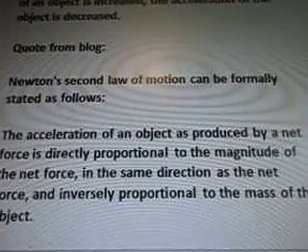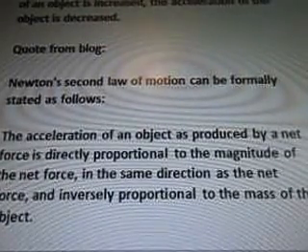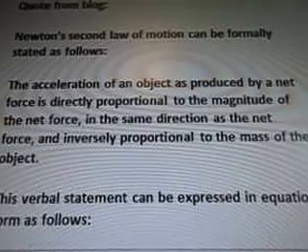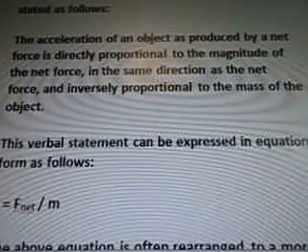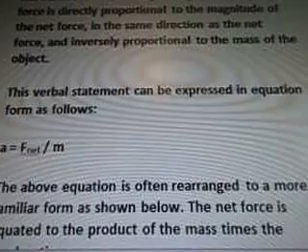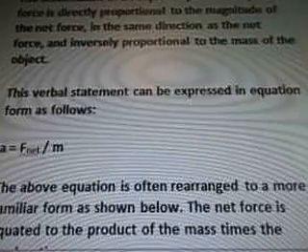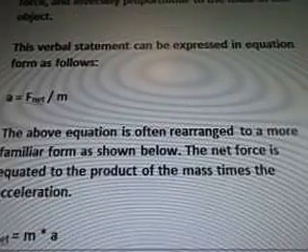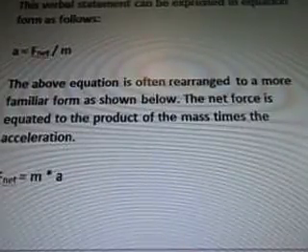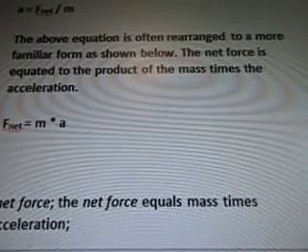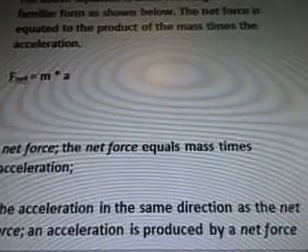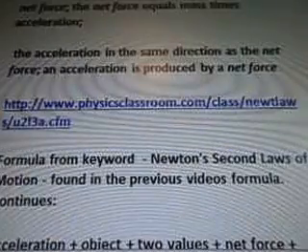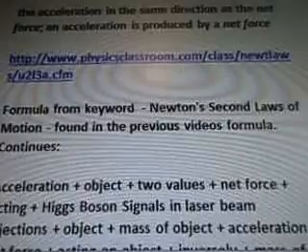Quote from blog. Newton's second law of motion can be formally stated as follows. The acceleration of an object as produced by a net force is directly proportional to the magnitude of the net force, in the same direction as the net force and inversely proportional to the mass of the object. This verbal statement can be expressed in equation form as follows. A equals F net divided by M. The above equation is often rearranged to a more familiar form as shown below. The net force is equated to the product of the mass times the acceleration. And that was from physicsclassroom.com. We looked at that earlier.